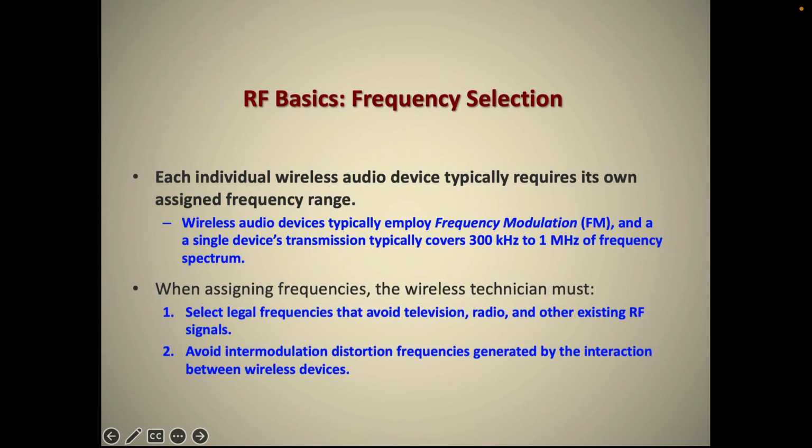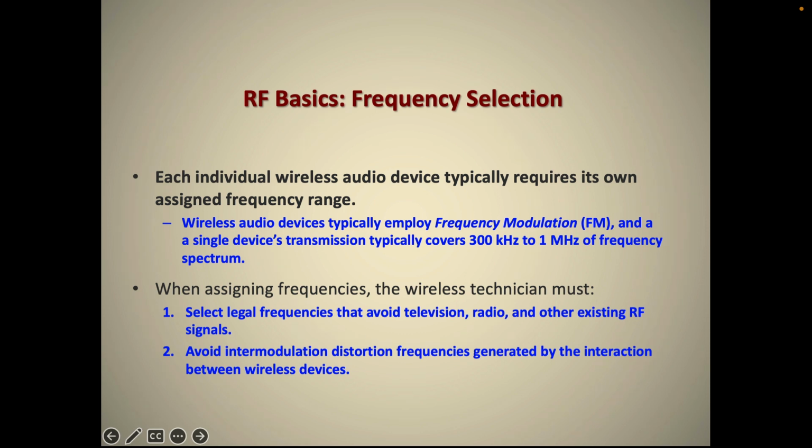When you are working as a wireless coordinator or you are working with wireless audio gear, the first thing you've got to do is assign all of your devices to their own unique frequencies. Technically, they each need a frequency range because most wireless devices, at least in the pro audio world, use FM, and so therefore they span a little frequency range. So you have to carve out a little tiny bit of spectrum for each device.